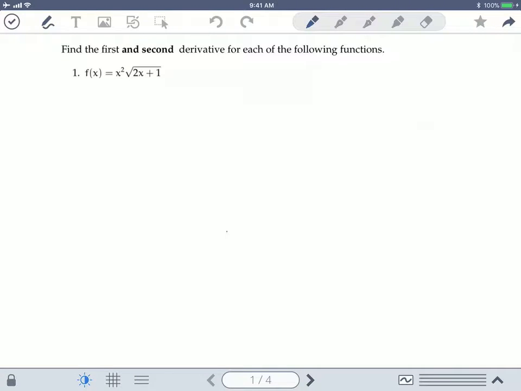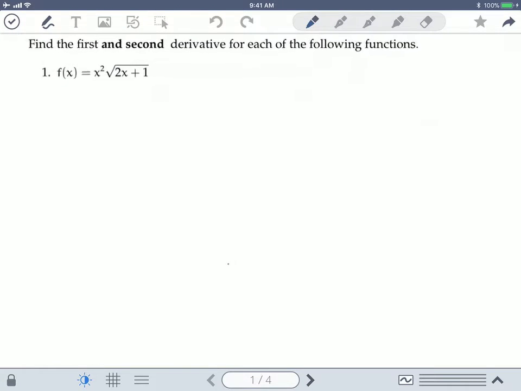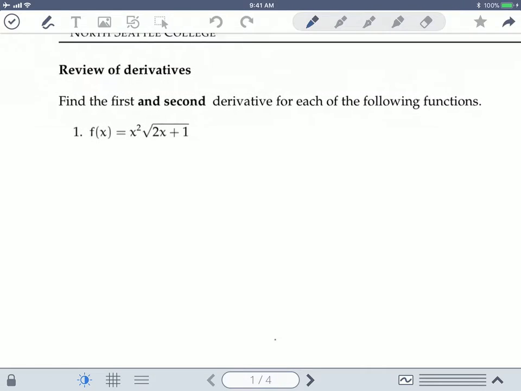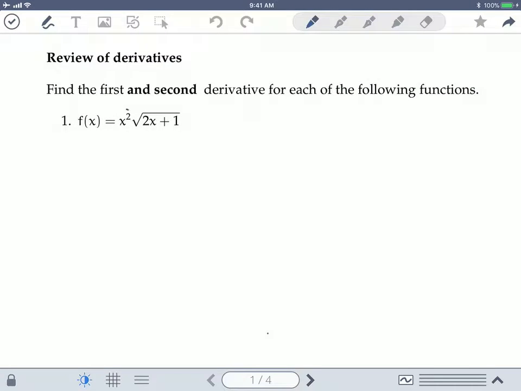Okay, so this is number one of this week's review of derivatives. On this first one, I'm going to use the product rule, right? I have f of x equals the product of two terms. In this example, my first function is x squared, and my second one is the root of 2x plus 1.